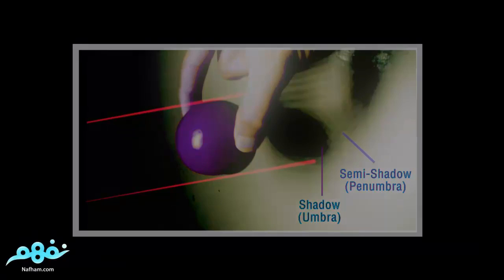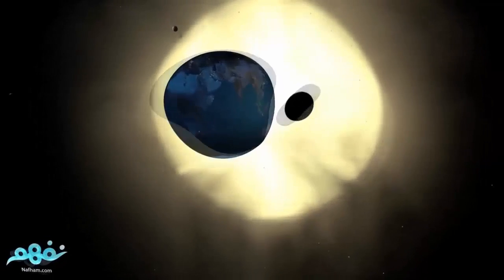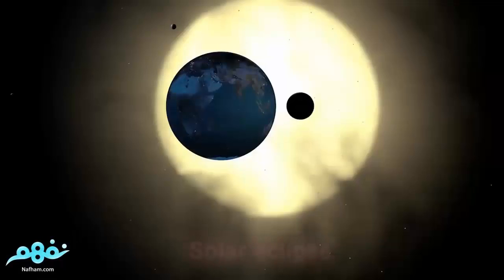Actually, this happens also on a large scale. When the moon passes between the earth and the sun on one straight line, a shadow of the moon is formed as a result of blocking sunlight from the earth. This is a famous phenomenon called the solar eclipse.